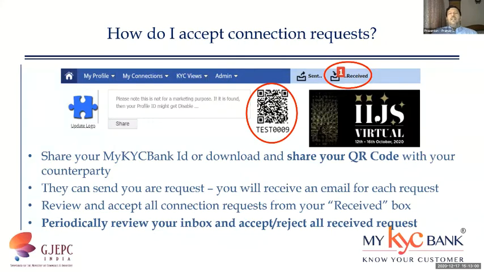What happens if you are the recipient of a connection request? If someone wants to connect to you, you can download your QR code and share it with them. Alternatively, you can give your number. So your number would typically in India be an IN followed by a 6-digit number. If you're in Belgium, it would be a BE followed by a 6-digit number. So you can share your code with them, and they can send you a request.